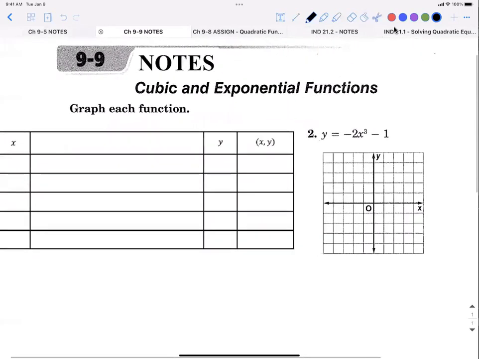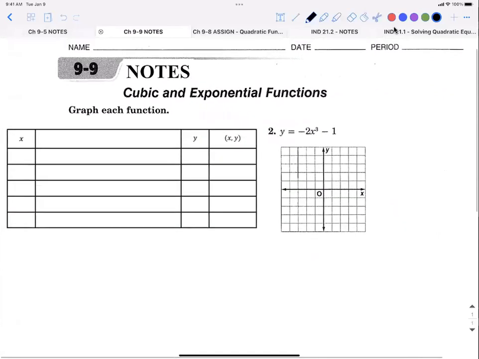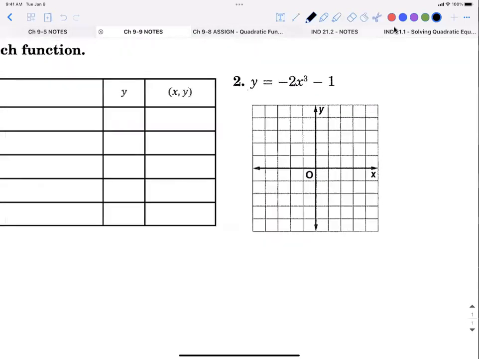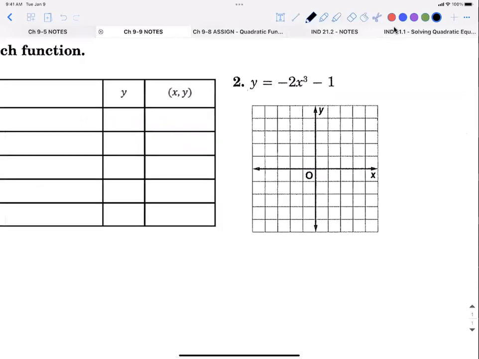So if you notice the example number 2, what is the exponent? How is it different from yesterday's? Exactly. Perfect. It's cubed instead of squared. So the squared gave us the U-shaped quadratic. The cubed is going to give us this little weird bent S looking, almost not S, but kind of, you'll see what I mean. It's going to give us a different looking graph.